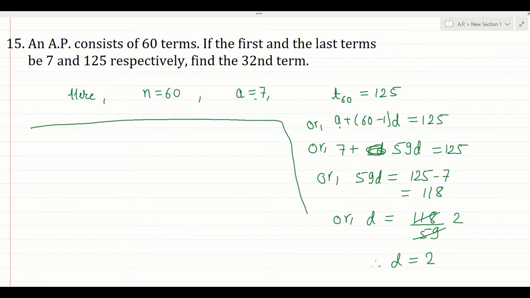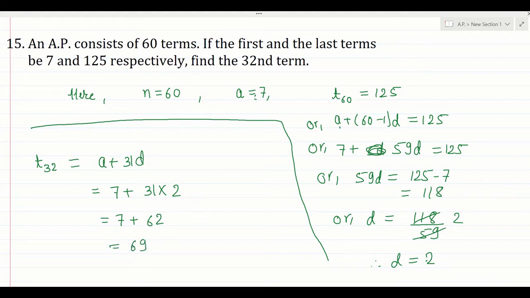Now we will calculate the 32nd term, that is T32. We know T32 is given by A plus 31D. How much is A? A is 7. So 7 plus 31D. How much is D? D is 2. So it is 7 plus how much, 31 into 2? It is 62. Isn't that? So ultimately how much are we getting? 69. So therefore T32 is 69. I hope this is clear. Now let's go to the next question.